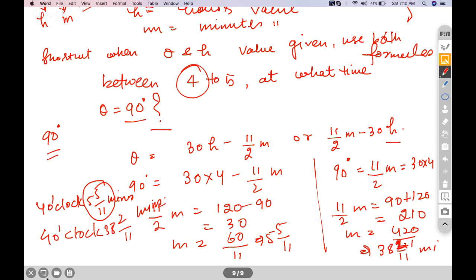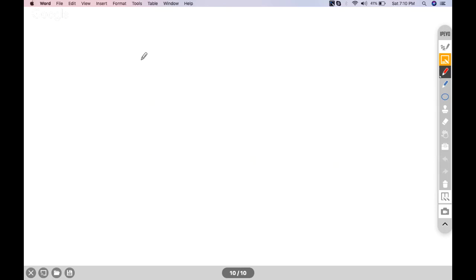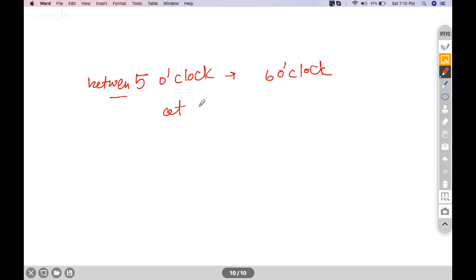Solve another question of this type. Between 5 o'clock and 6 o'clock, at what time is an 80 degrees angle formed?